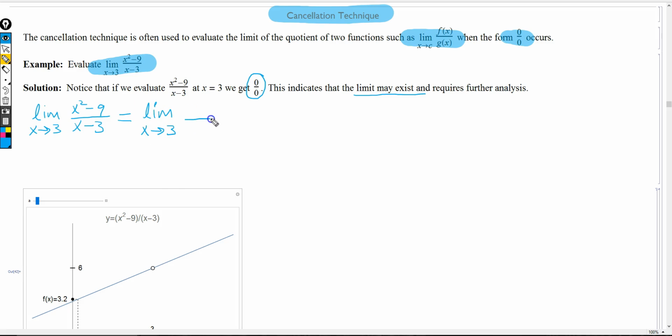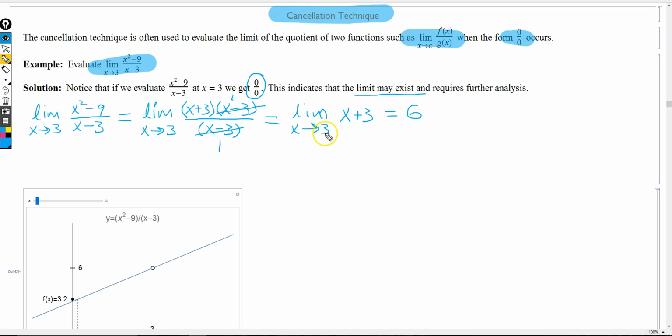Now notice that the top can be factored as x minus 3 times x plus 3. Now you see that we have an x minus 3 in the numerator, and then the x minus 3 is in the denominator as well. So what we can do is cancel them, and so that's why this technique is called the cancellation technique. And what we end up with is the limit as x approaches 3 of x plus 3. Now this limit, of course, is just going to be 6.